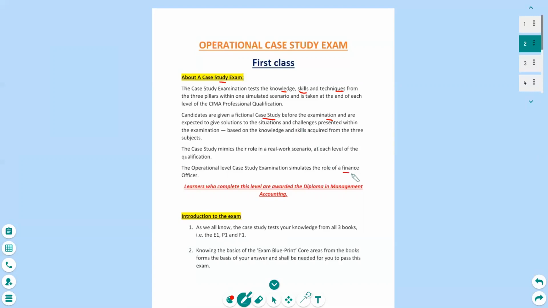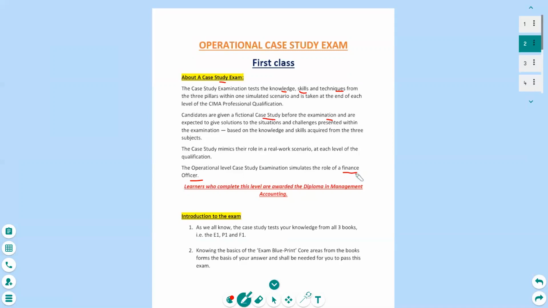It simulates the role of a finance officer. So they give you the role of an entry level finance officer at the operational level, which means you won't have to make any real decisions. Your job is mainly to implement the decisions in the day-to-day activities of the business.